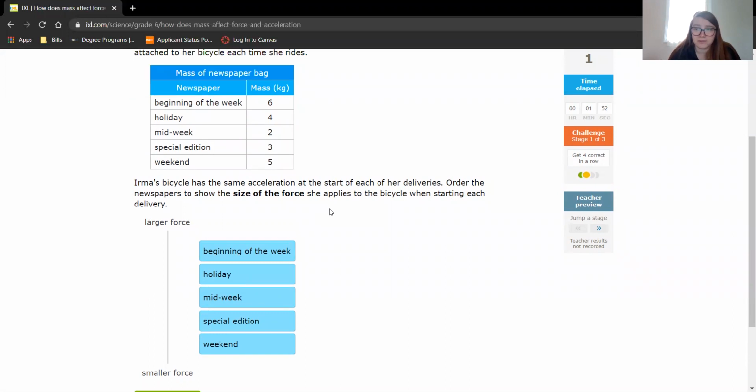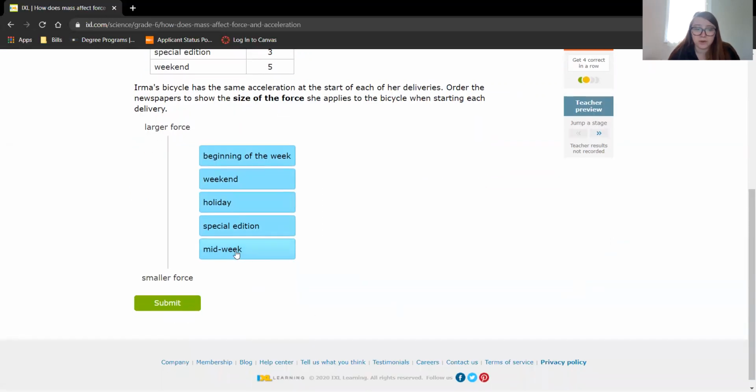So again, the heavier something is, the more force it takes to get it going. So the lightest one is going to be the easiest. The lightest one is midweek. So that's going to be a smaller force. So we go 2. Special edition is 3. That's the next smallest. Then holiday, which is 4. The weekend is 5. And the beginning of the week is 6. So the lightest takes the least amount of force. The heaviest takes the most force.